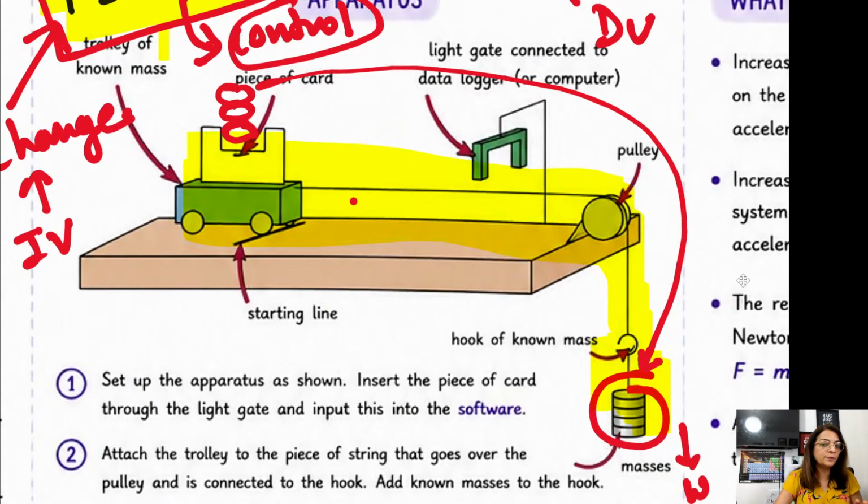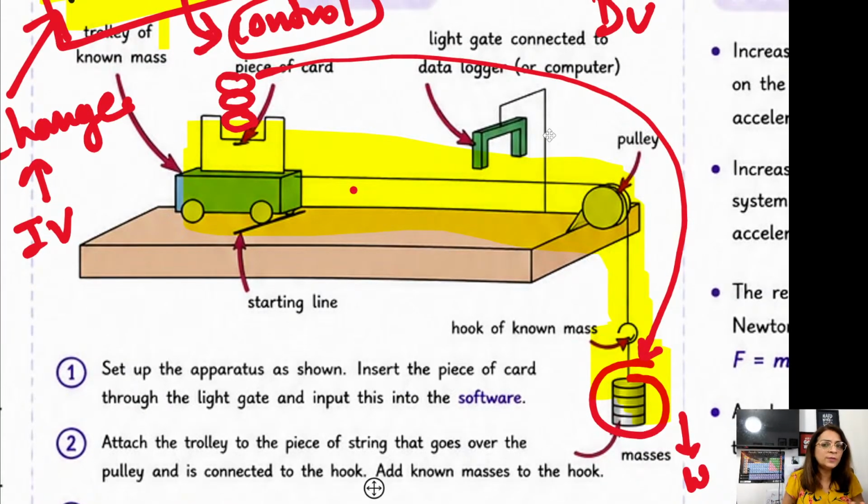Okay, now what is the purpose of the light gate? Please type in the chat again. I'm going to highlight with a different color. What is the purpose of this light gate? In the chat, please. What is the purpose of the light gate? What does it measure?